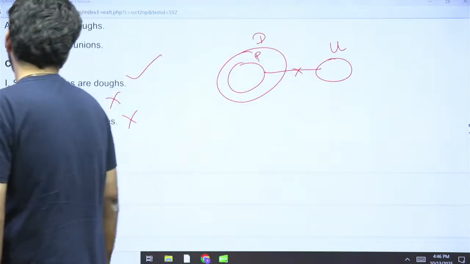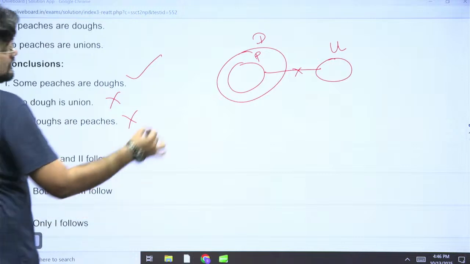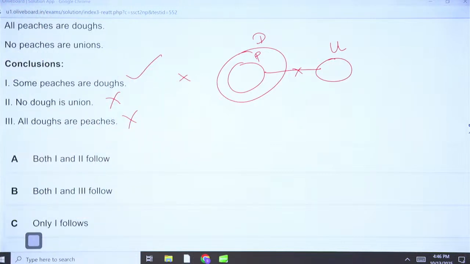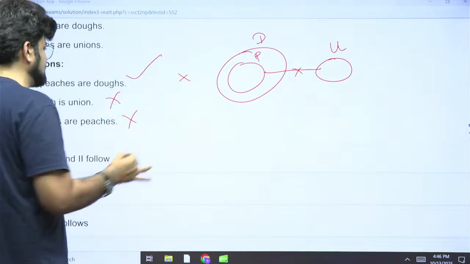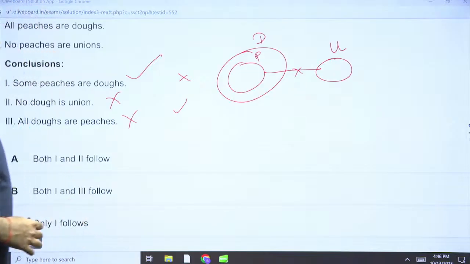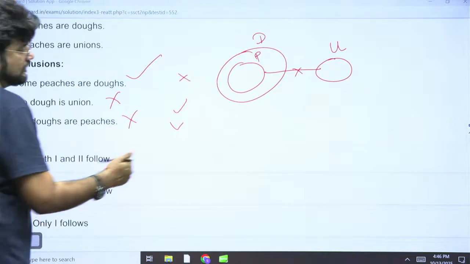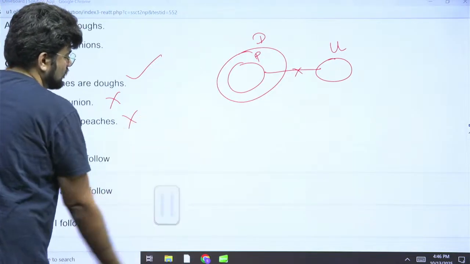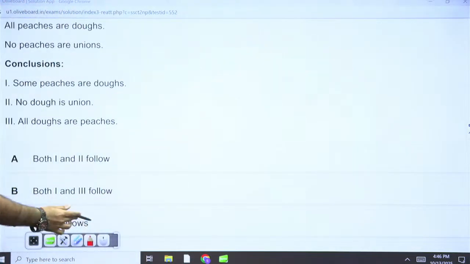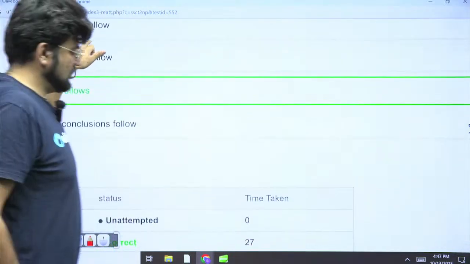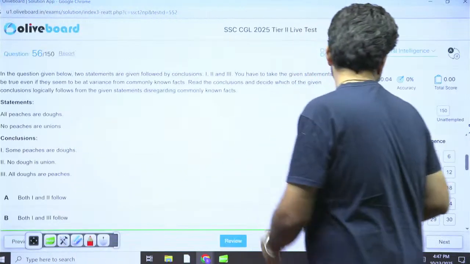What if it was possibility? So if it was possibility, this would have been incorrect. And no doe is a union is a possibility. Yes, it is a possibility. Okay, and all does are peaches is a possibility. Yes, this is also a possibility. So if it was possibility, both of those would have been correct. But anyways, let's not get into that. So only conclusion one follows. Option C is the right answer. 27 seconds. Perfect.